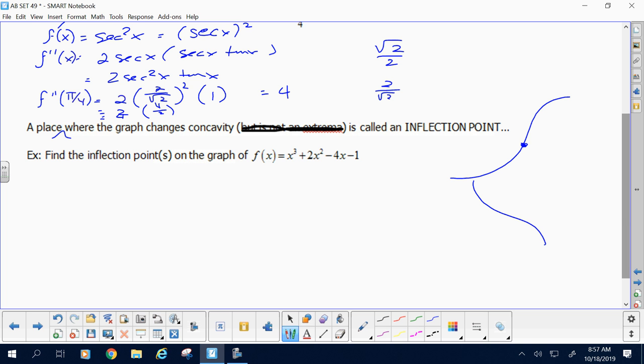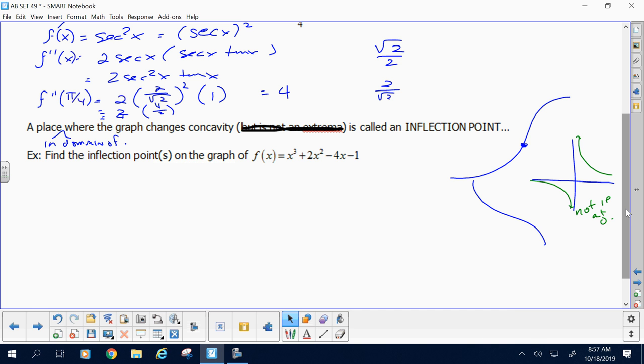So, would you actually add one more thing? A place in the domain of f. That's necessary because if you think of this graph here, I think you'll agree that that graph changes concavity at 0, yeah? But is there an inflection point at 0? No, there's not a point at all at 0. So that's ridiculous. So this is not an inflection point at 0 because it does have to be in the domain.